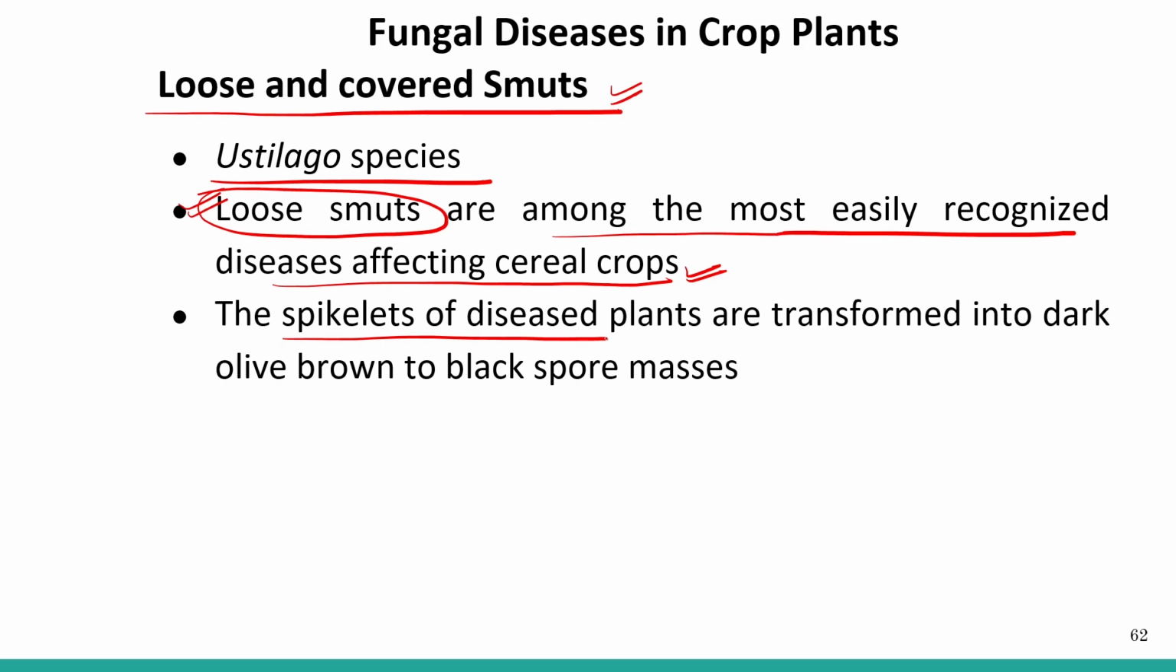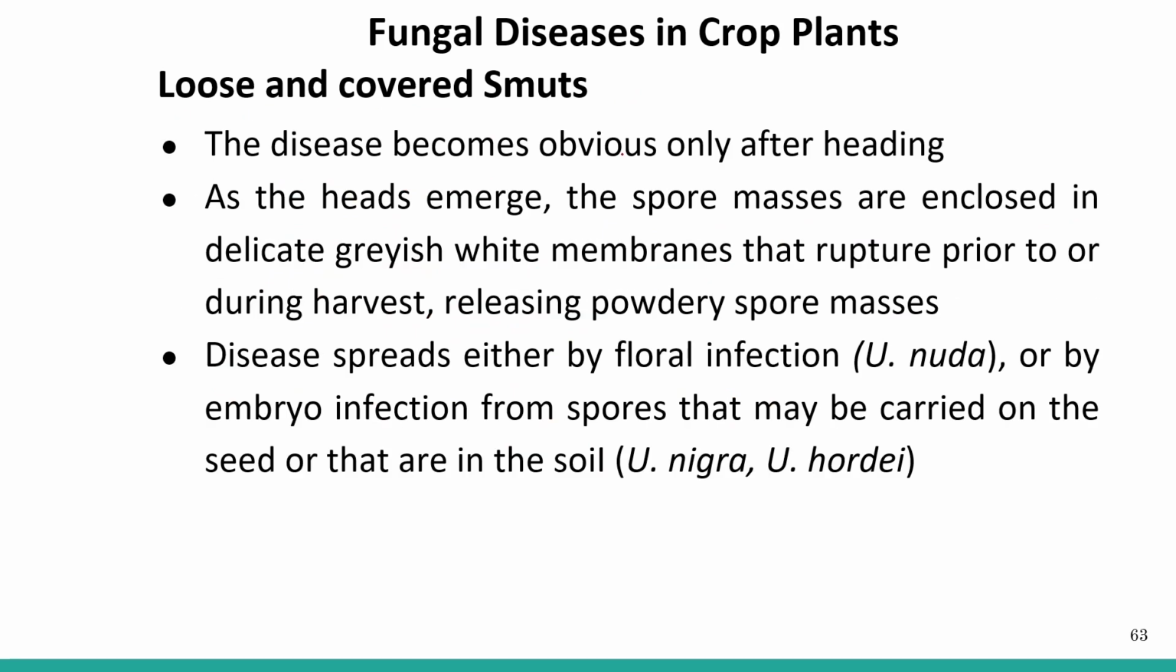The spikelets of the diseased plants are transformed into dark olive brown to black spore masses. The spikelets are where the seeds are set. So the spikelets get infected and they all get filled with olive brown to black spore masses. The disease becomes obvious only after heading. So after heading, that means after the seed has formed, only then can this disease be seen, right?